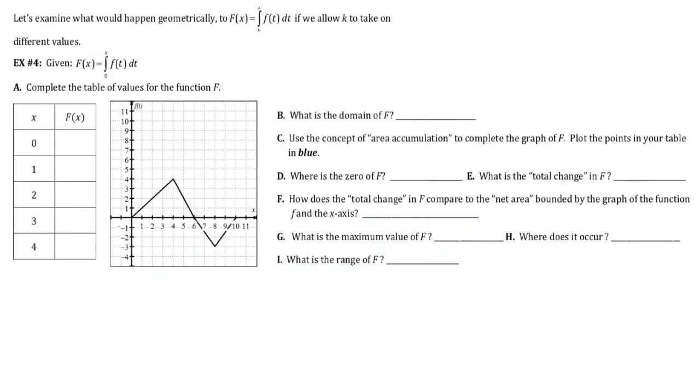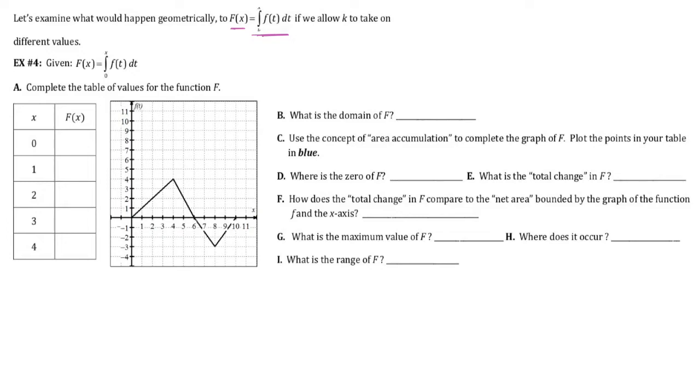Okay, so kind of the same idea here. We're going to look at what happens geometrically whenever I have an f of x is equal to, same idea here, we're still talking about this bounded region. And so we're going to let k take on a bunch of different values here. So let's look and see what we can plug in and get. So for our first one, we're going to let x be 0. And so we are integrating from 0 to 0. So do keep in mind that.